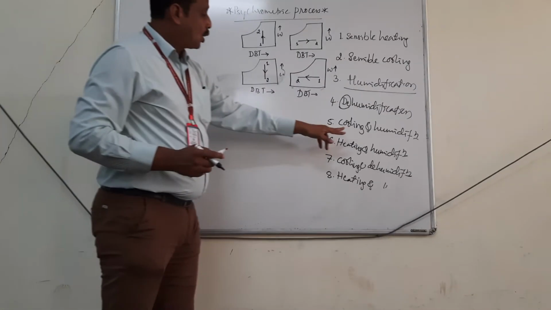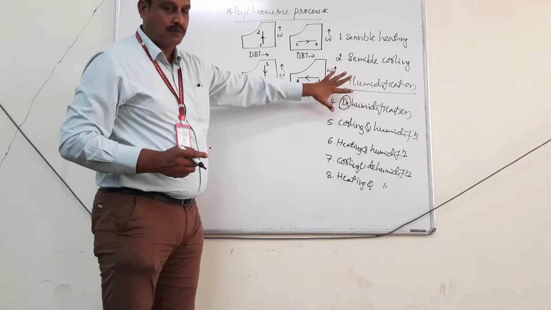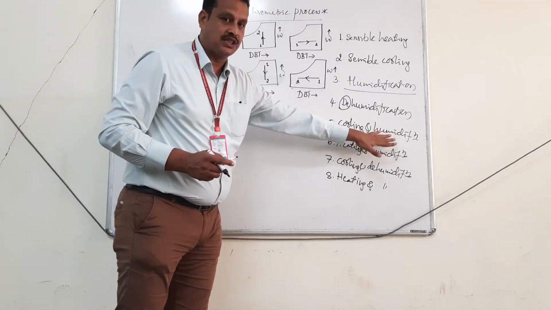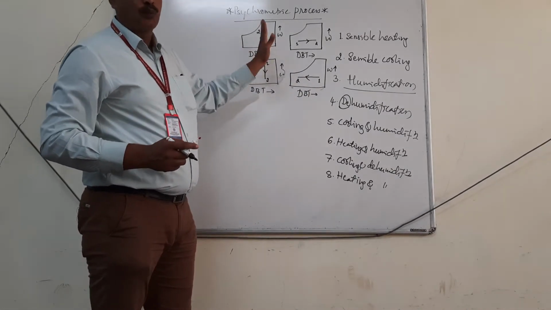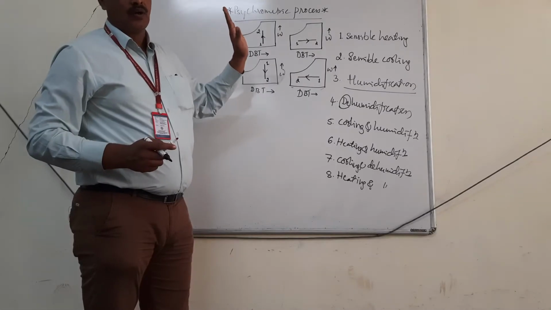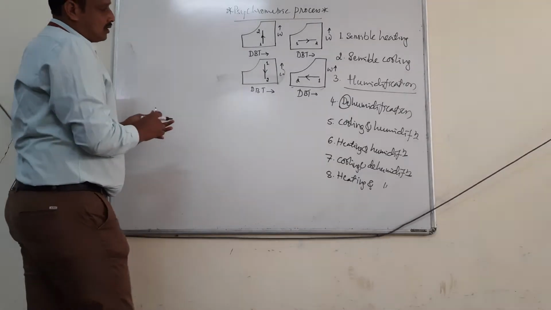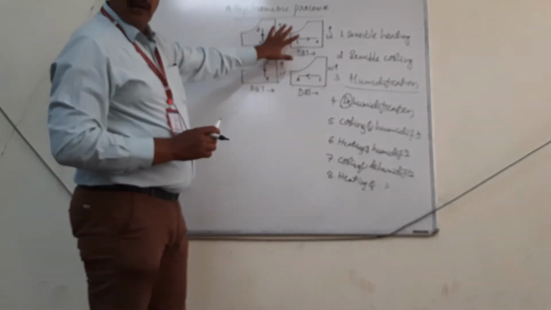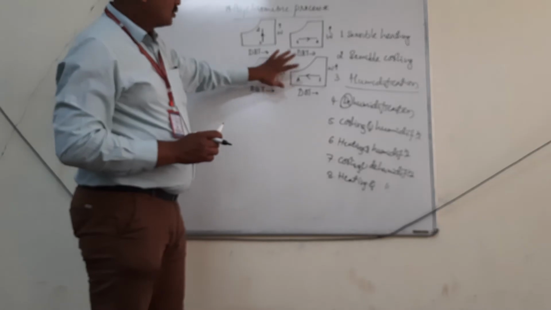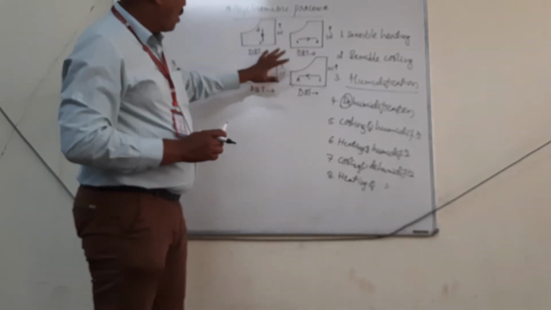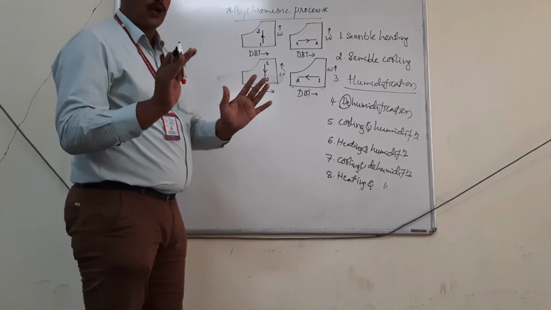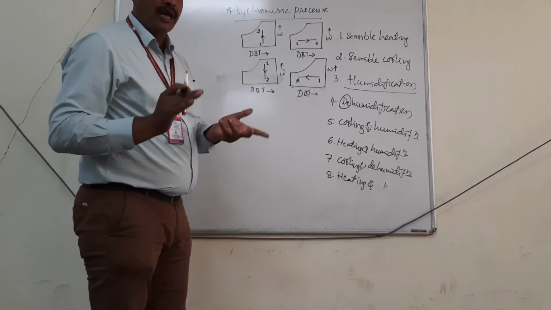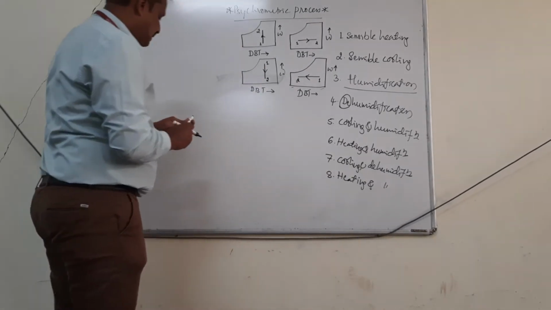Next we have combinations of these, cooling and humidification. Cooling is there and humidification is also there. So both processes are there. Okay, I hope you understand this. So I will draw all these 8 processes in one single psychrometric chart so that you can memorize them easily.